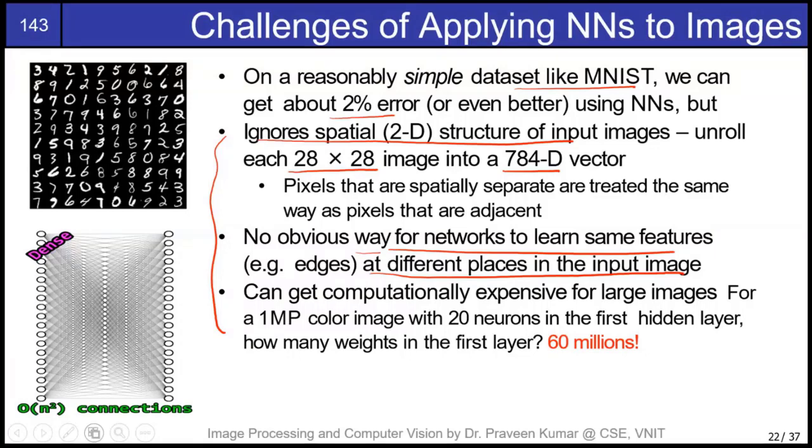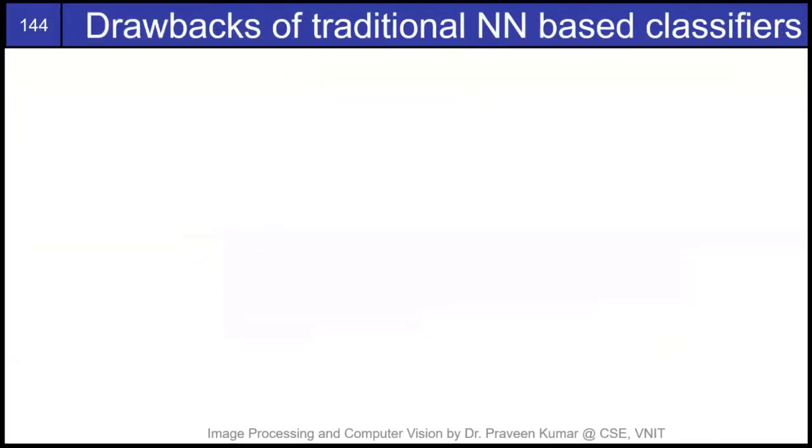And the most important reason why neural networks do not scale well for images is that the number of connections, the number of weights, becomes too high. For example, if you consider a simple 1 megapixel color image, and you take 20 neurons in the first layer, just in the first layer you have around 60 million connections. So you get 60 million weights, and to learn all those weights becomes very difficult.